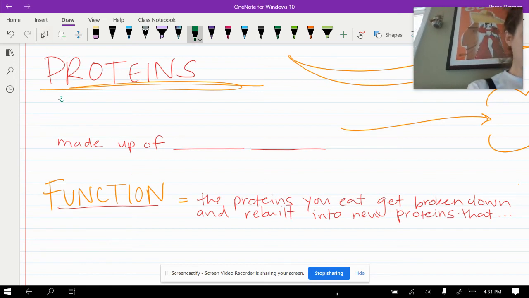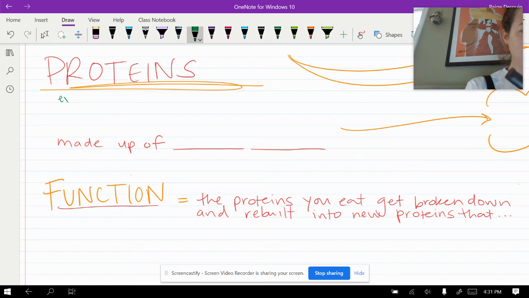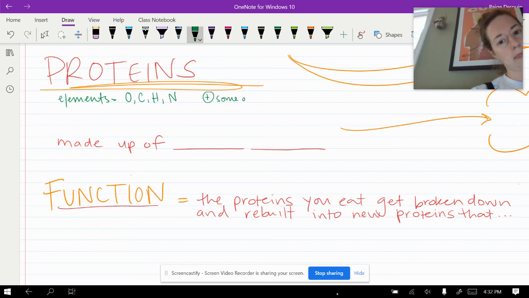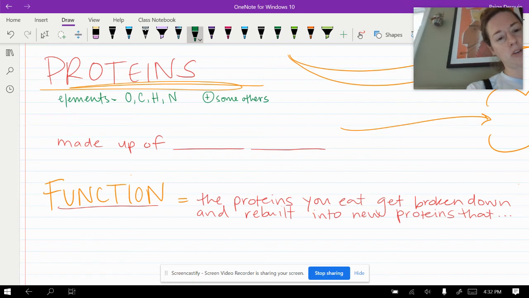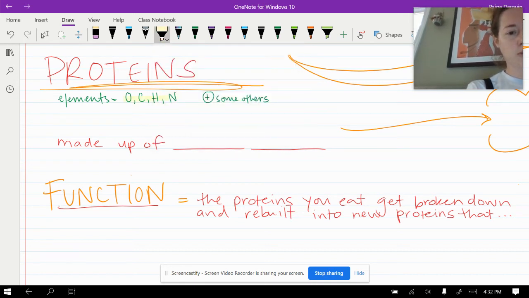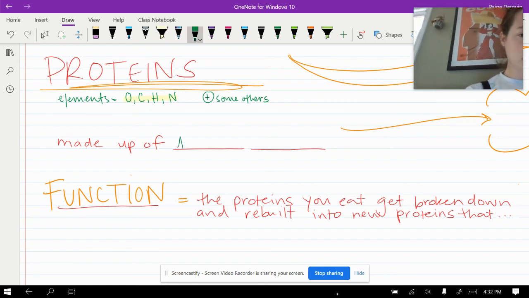Proteins, the elements are oxygen, carbon, hydrogen, and nitrogen. And I'll just say plus some others, which I'll tell you why in a second. But those are the main ones. Proteins are made up of amino acids. That's the monomer.